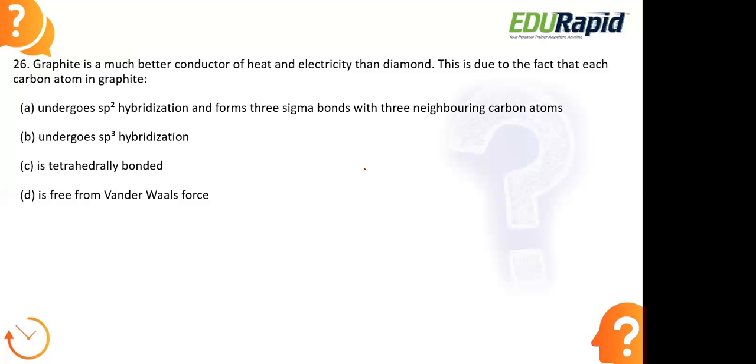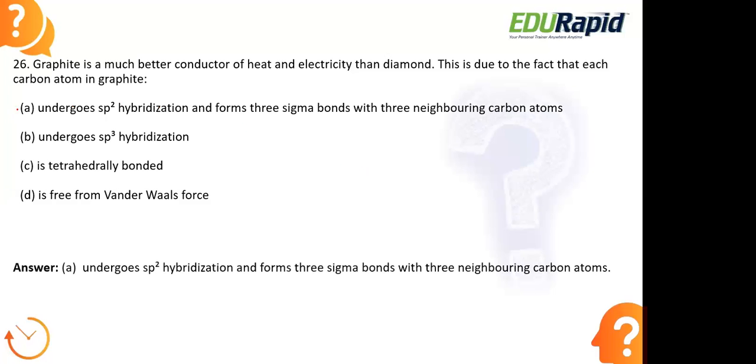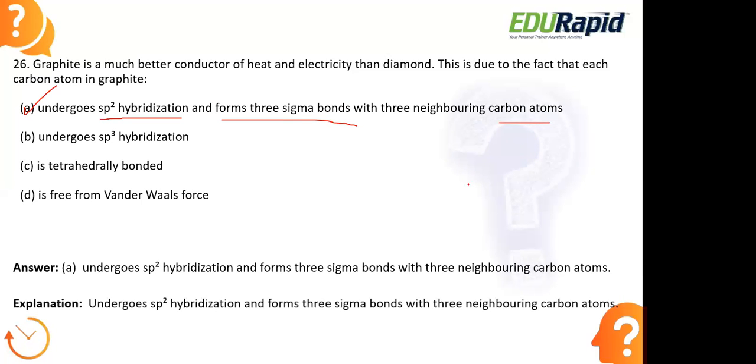Okay, let us look at the right answer here. The right answer is option A. Here graphite undergoes sp2 hybridization, and during this hybridization, it forms 3 sigma bonds. These bonds are then connected with 3 neighboring carbon atoms, right? As I was telling you, carbon is usually connected with more carbon atoms.